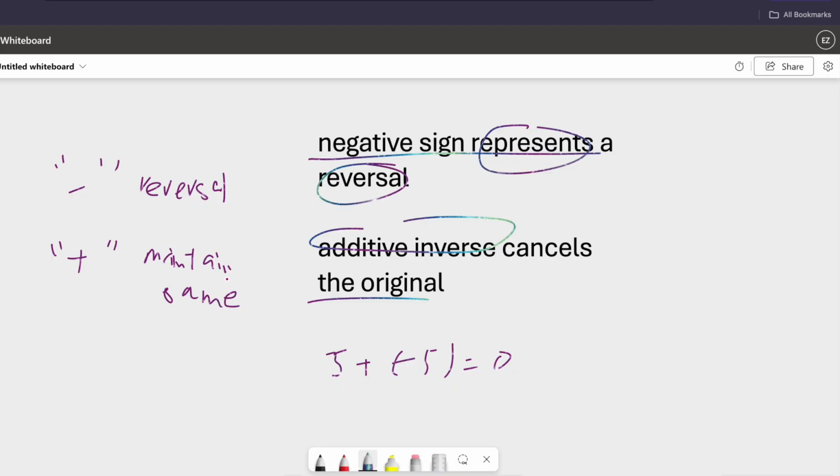Okay, so two minus signs, minus times minus, we get positive. So reverse and then reverse. Reverse of the reverse is the original.